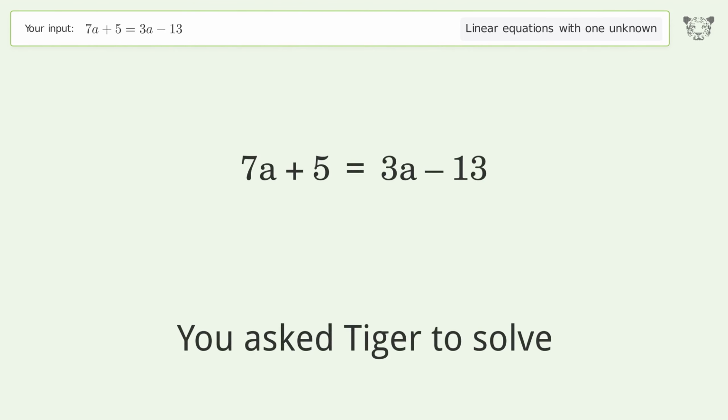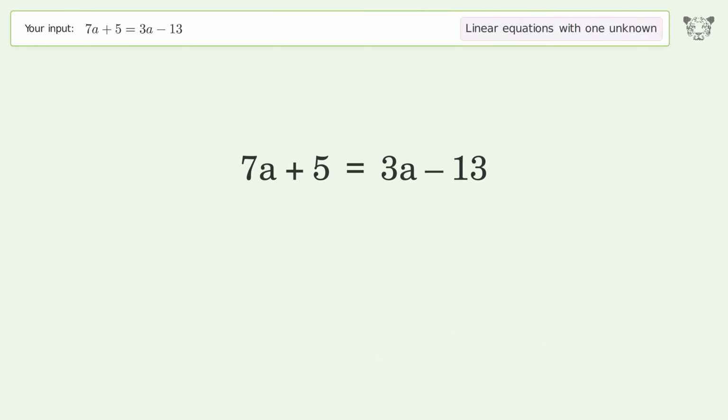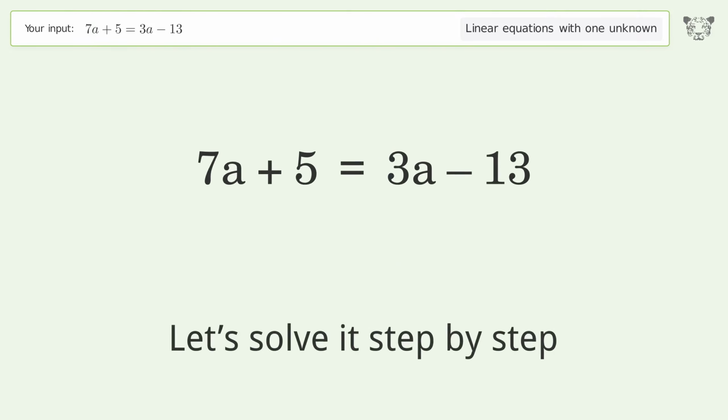You ask Tiger to solve this. It deals with linear equations with one unknown. The final result is a equals -9/2. Let's solve it step by step.